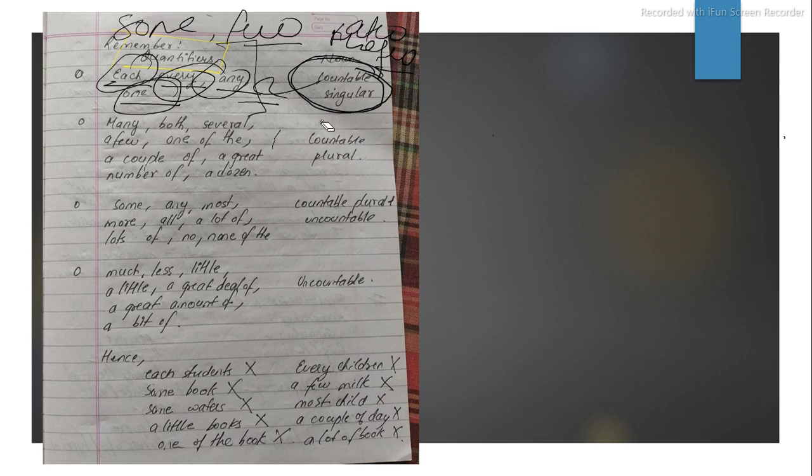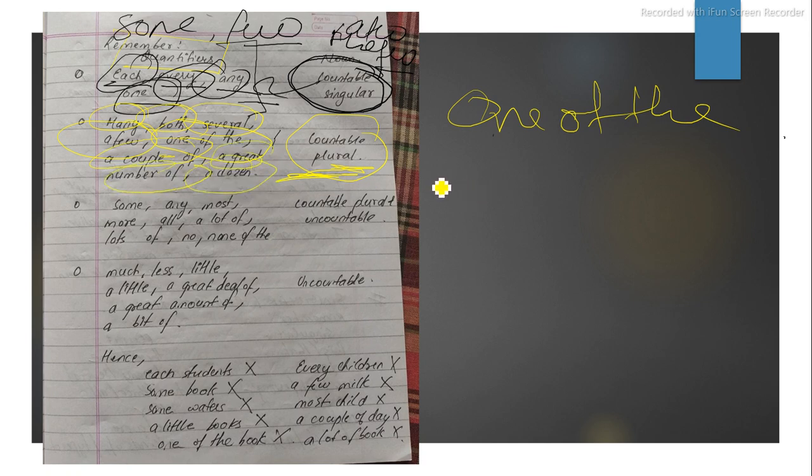The second thing was about what to use before the plural. Okay, what are the different words that are going to be used with the countable plural? The words are a few, many, both, several, one of the. Again, I'm selecting the trickiest one: one of the. Second, a couple of, a great number of, a dozen of. These all are going to be used before plural, for example, students. Students is a plural, one of the students.